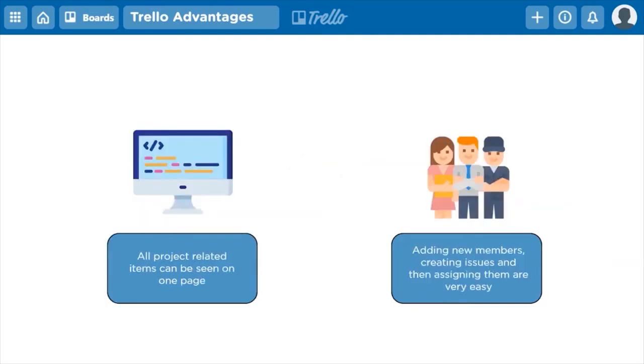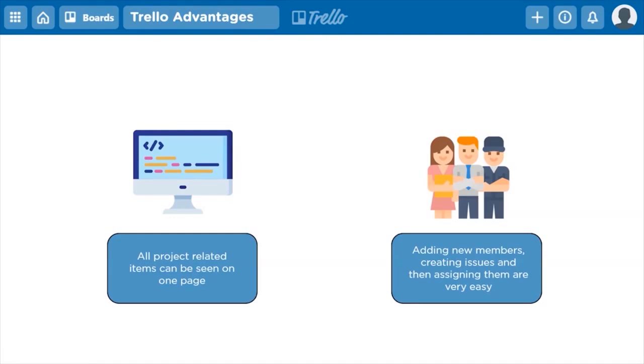The fourth advantage is that all project related items can be seen on one page, which means everything you need about the project is available in one place. Next, adding new members, creating issues, and assigning them are very easy with the help of Trello. Now that we had a look at all the advantages provided by Trello, let's have a look at a live demo.